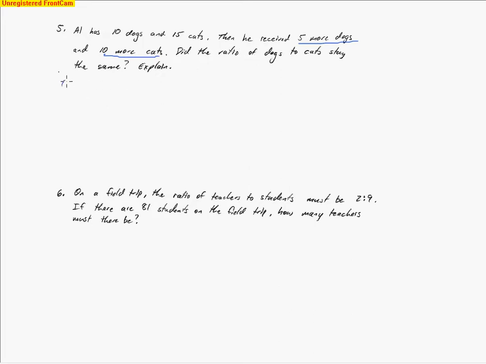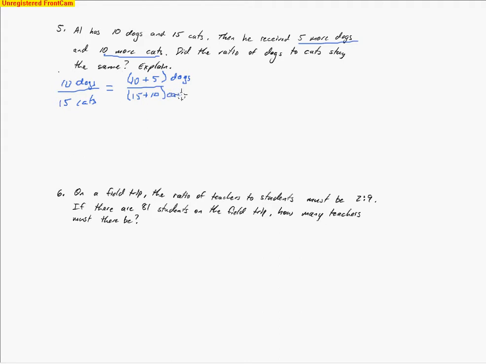So let's start with the original, 10 dogs for 15 cats. Notice I put the units in there. I need to put the units so that I make sure I set up the other ratio exactly the same. So I'm going to put dogs on top. So he starts off with 10, but then he adds 5 more. So I'm going to have those, and I need to add them together, and those are dogs. And then he adds 10 more cats, but he already had 15. So we'll start with 15, and he adds 10 more. And again, those were cats.